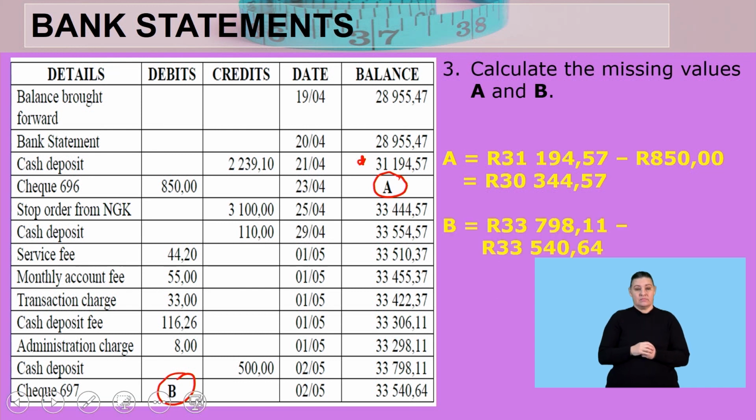If you look at B, B is the debits. So what have we done? We've taken this amount of 33,798 rand 11, the previous amount, and we've taken away this amount, 33,540 rand 64. So we know that B's amount is 257 rand 47 cents. There are calculations in this one.